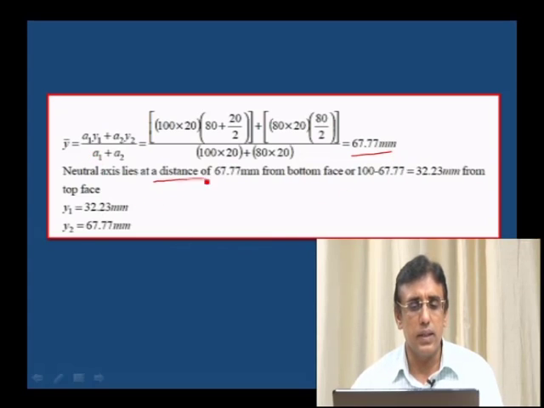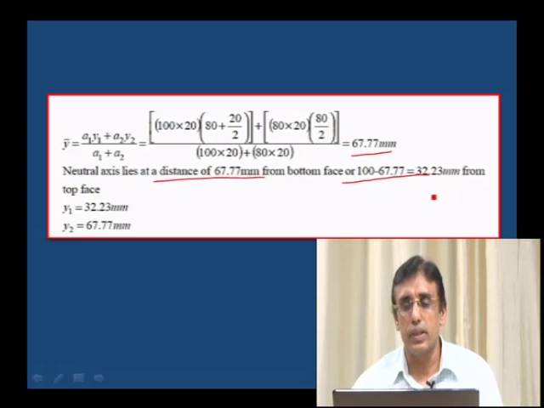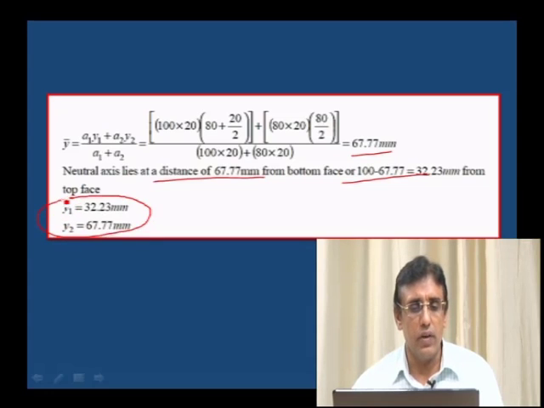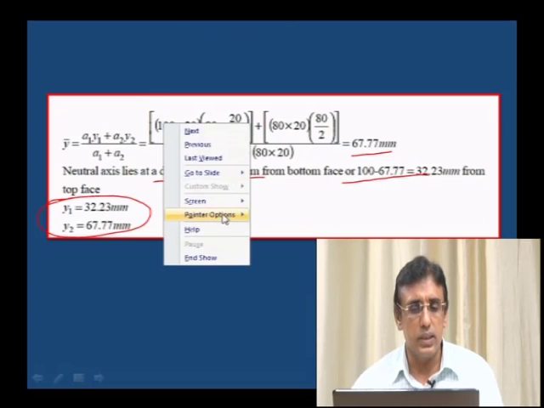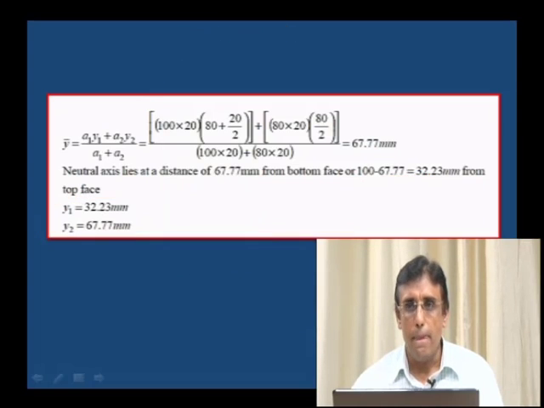Neutral axis lies at a distance of 67.77 from the bottom face. From the top face, it is 100 minus 67.77, that is 32.23 from the top. Therefore, we have two values, y1 and y2. y1 is 32.23, y2 is 67.77.